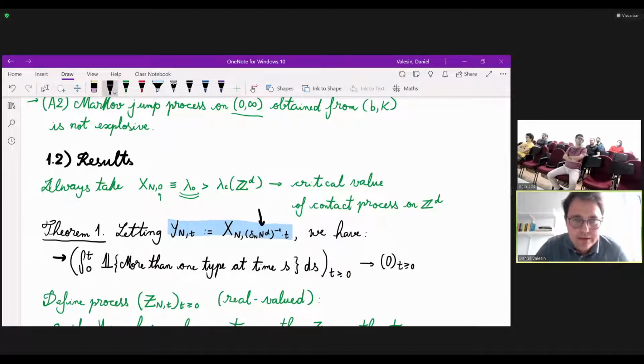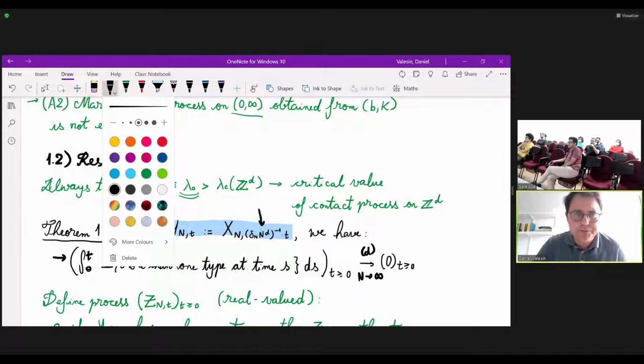So you speed up time, and then you consider this thing here. It's the amount of time spent between 0 and t in which more than one type is present. So you just take the Lebesgue measure of the amount of time that is spent in competition, and the claim is that this converges to zero, to just a process that is identically zero. And this convergence is in distribution when n goes to infinity with respect to the Skorokhod topology.